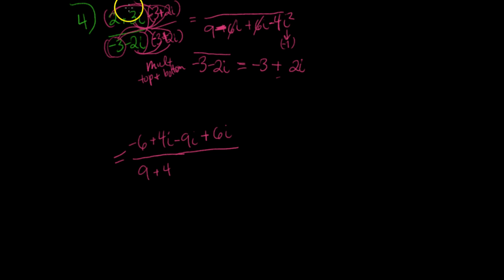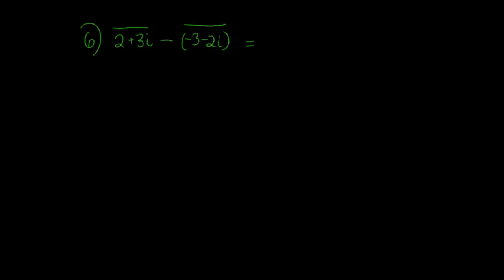We've got negative 6i, 4i, negative 9i, and oh, I didn't square it. Good thing I checked it. That's 6i squared. Okay, so on the bottom, the denominator is 13. This right here, I'm going to just write it as negative 6, because i squared is negative 1. So negative 6 and negative 6, that gives me negative 12. 4i minus 9i is minus 5i. And that's it.